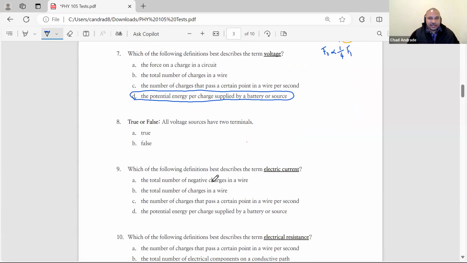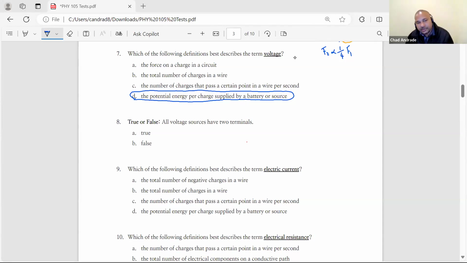Now, this is the one where I'm going to ask you guys and let me know. This one says true or false, all voltage sources have two terminals. Is this true or false? Sorry. All right, I see true. You are perfectly correct, true.